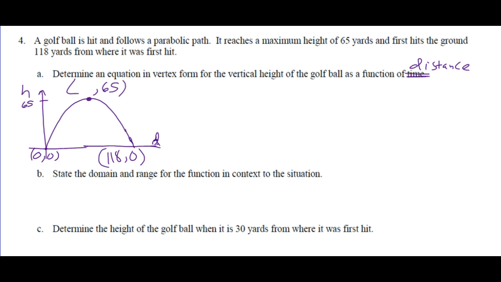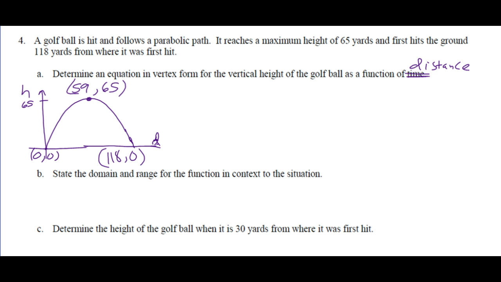100, when it's 118, it's back at 0, but it started out here. I have 2 points on a horizontal line. So where's this? 59, right? 0 plus 118, it's halfway. See, in the other question, we didn't start out at 0. We didn't have symmetry in there. We knew we started at 0, times 0 was 3 feet high.